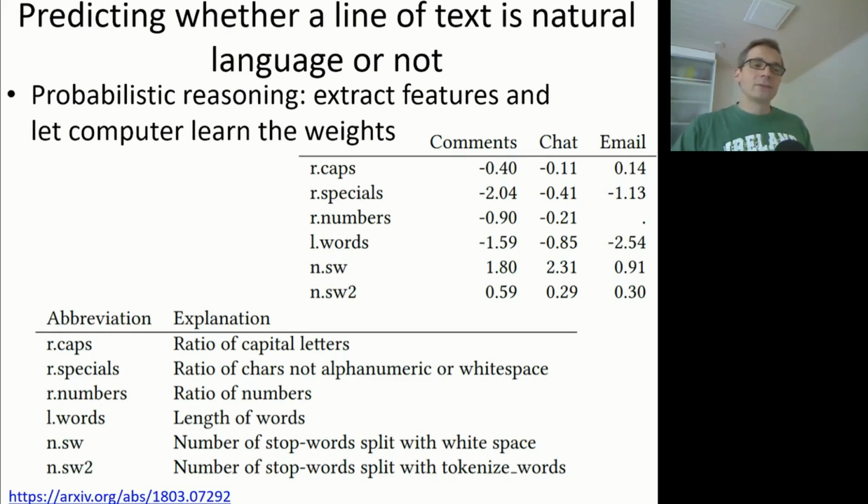So this illustrates the idea of probabilistic reasoning. We get a set of weights that assigns a probability for a line of text to be natural or not.